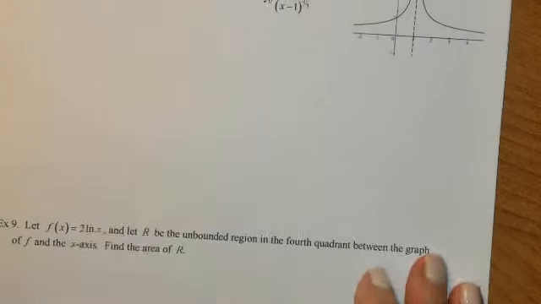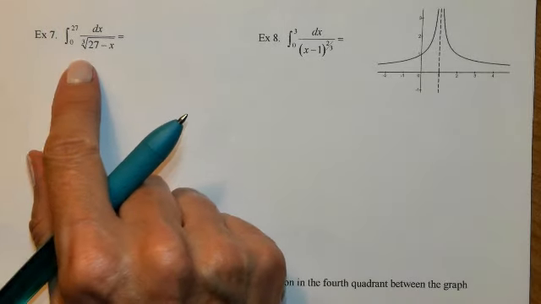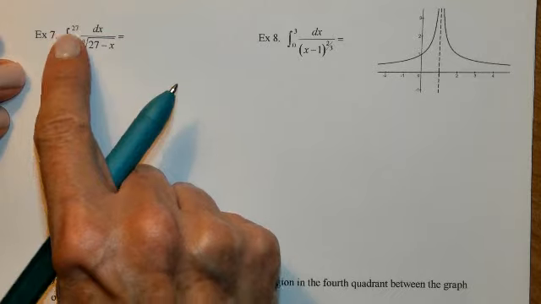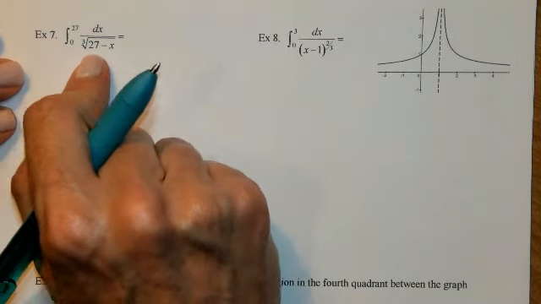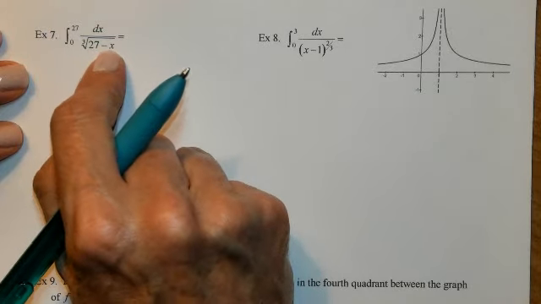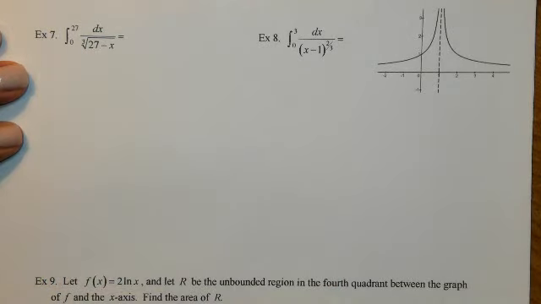Interesting. Okay, number 7. The integral from 0 to 27 of this. Okay, I always want to take a look. What makes the denominator 0? 27 does, doesn't it? 27 makes the denominator 0.